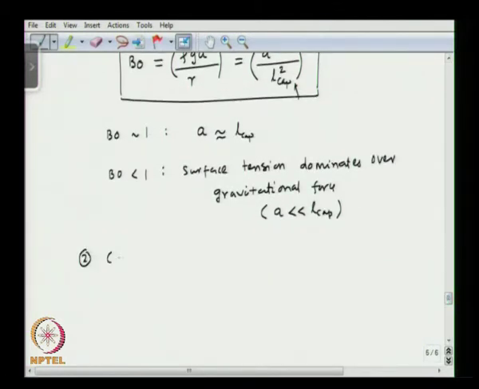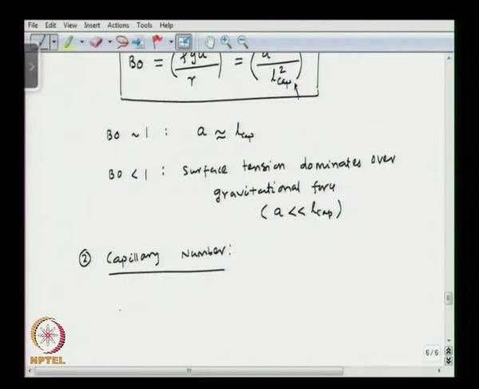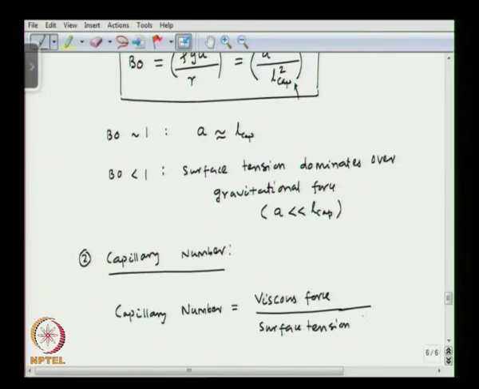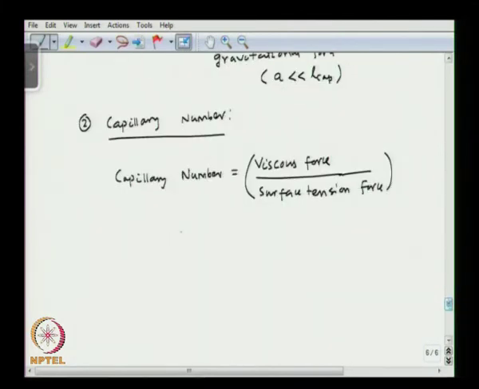So, we talk about the capillary number. Capillary number is defined as the ratio between viscous force to the surface tension force. So, capillary number is defined as the ratio of viscous force to surface tension force.